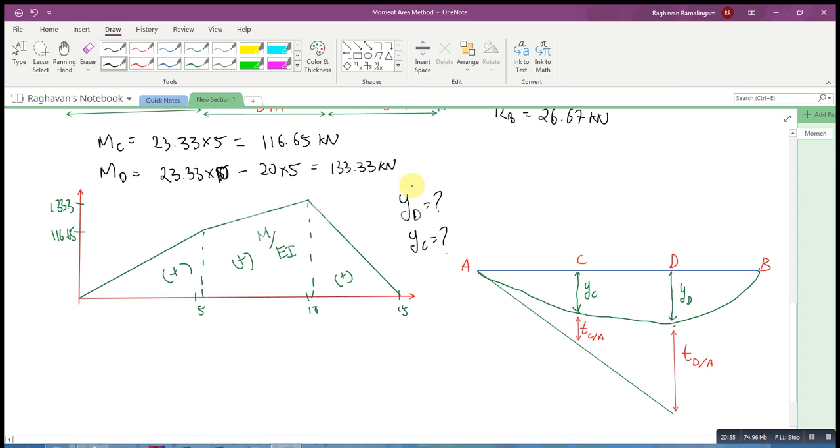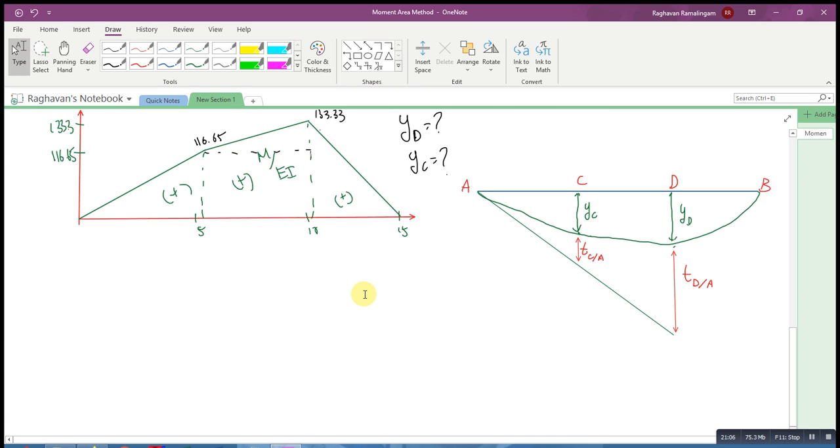So this is my M by EI diagram. I have two triangles and a trapezium. Let me mark these shapes as 1, this together is 2, and this is 3. So the areas of these shapes: one is half into 116.65 into 5.